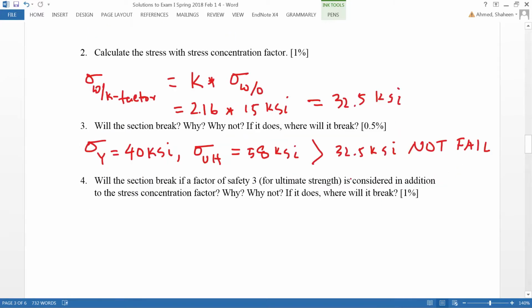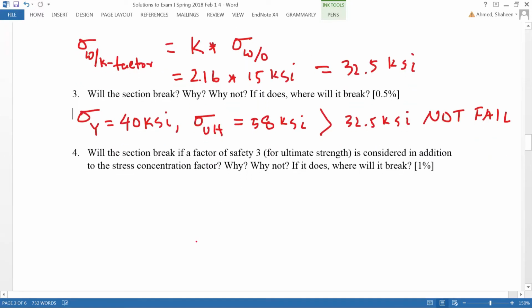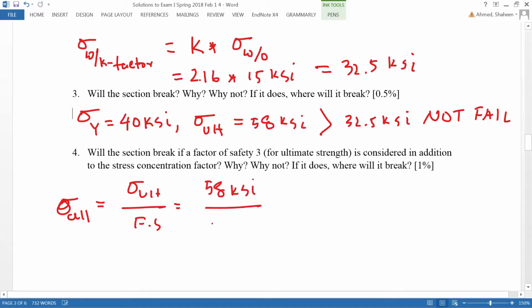Now if we consider the factor of safety, then it might fail. So let's calculate the allowable stress. Allowable stress sigma is equal to the ultimate strength divided by the factor of safety. Ultimate strength is 58 ksi for stainless steel, can be found in the appendix, and the factor of safety is 3 if we use ultimate strength for normal condition, if there is no specialized thing. I think this was calculated 19.33 ksi for the earlier problem, if I remember correctly.